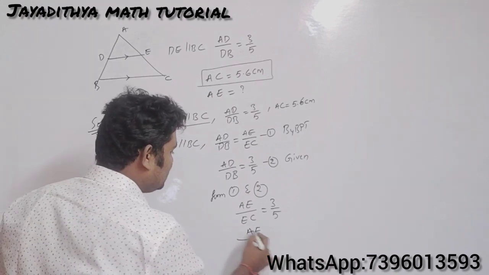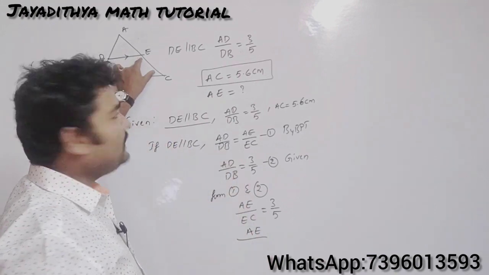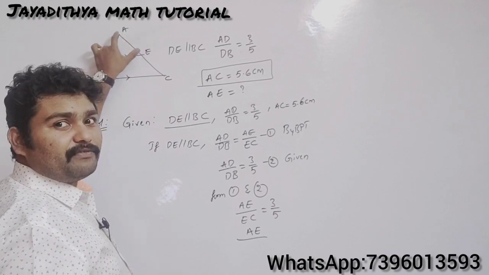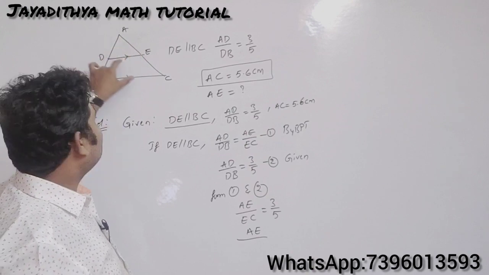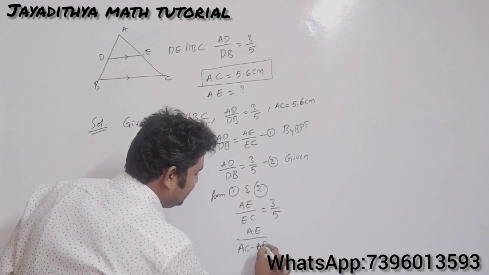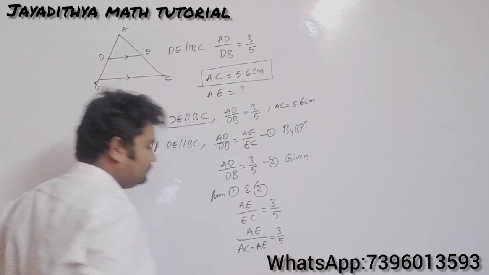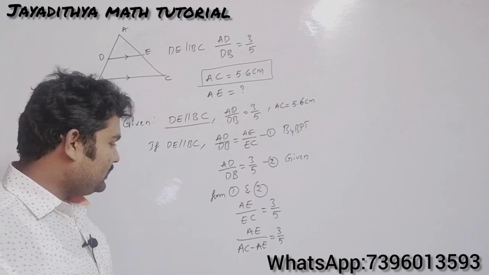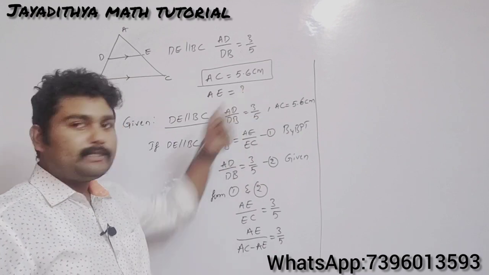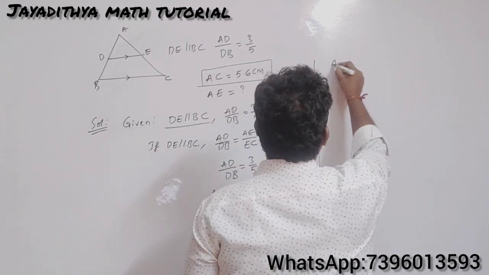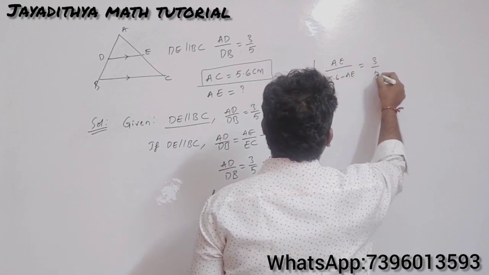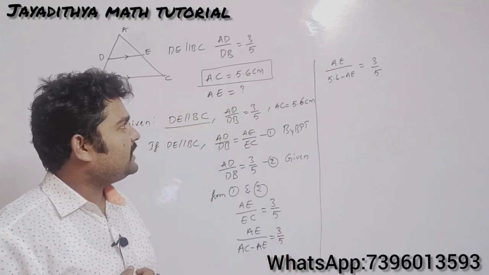Clear? I am keeping AE as this, and for EC, how do I get EC here? From AC, if I subtract AE, I will be getting EC. So I am writing AE by AC minus AE is equals to 3 by 5. Clear? This is very simple. After this, you substitute the values. AC is given as 5.6 here, so you substitute there. That will be AE by 5.6 minus AE is equals to 3 by 5.